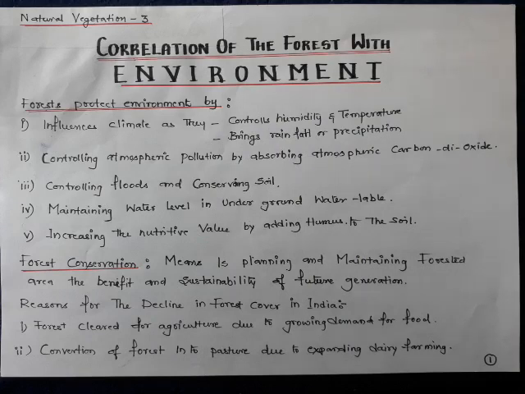Controlling atmospheric pollution by absorbing atmospheric carbon dioxide. So the green belt or the stretch of forest helps in maintaining the amount of carbon dioxide in the atmosphere. As you all know, if the carbon dioxide increases in the atmosphere, it can cause global warming. So hence the natural vegetation or the stretch of forest plays a very important role in controlling global warming.